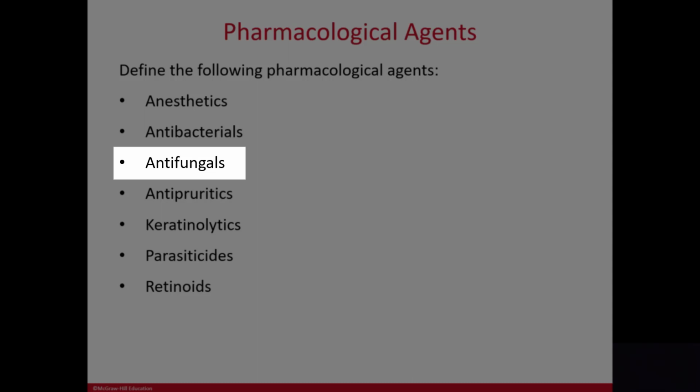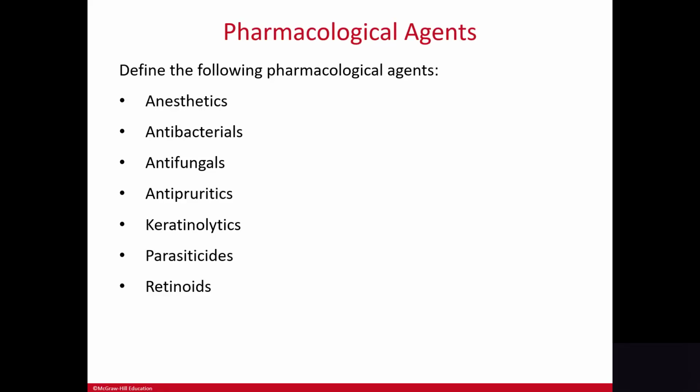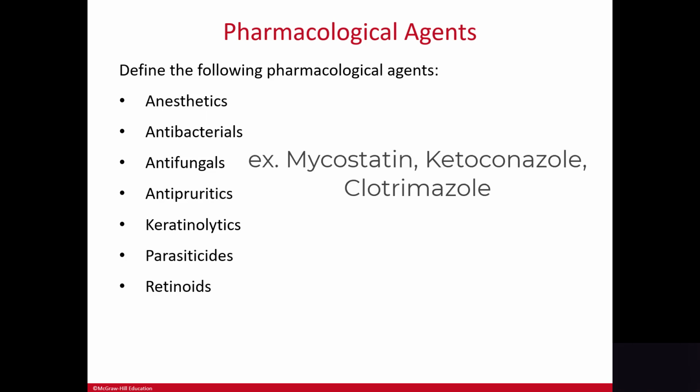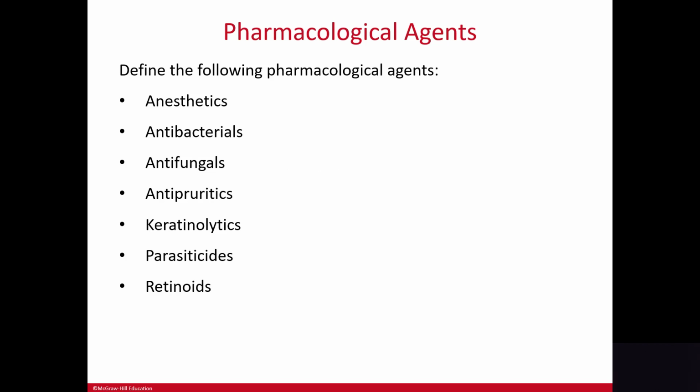Antifungals, you can probably imagine what that means. They kill or inhibit the growth of fungi. Your book gives several examples of antifungals, things like mycostatin. There's that myco again. I think I said that in another video. I don't remember. But myco means fungus. Ketoconazole, clotrimazole. Those drugs are all available in different forms depending on where the fungus is located.